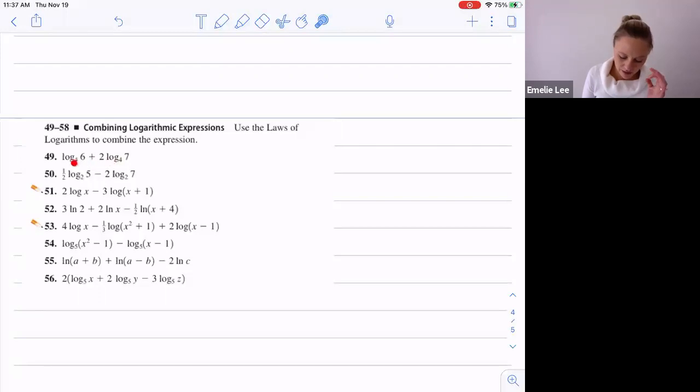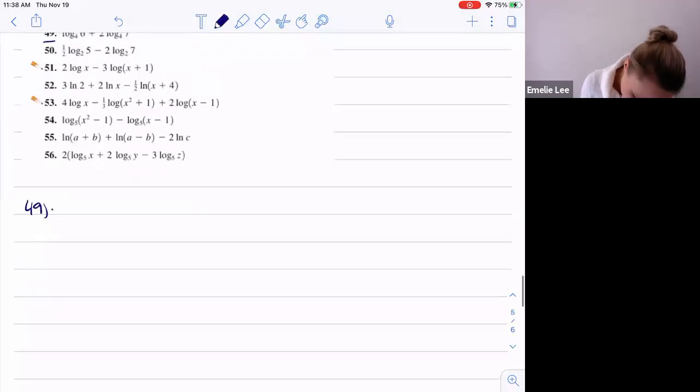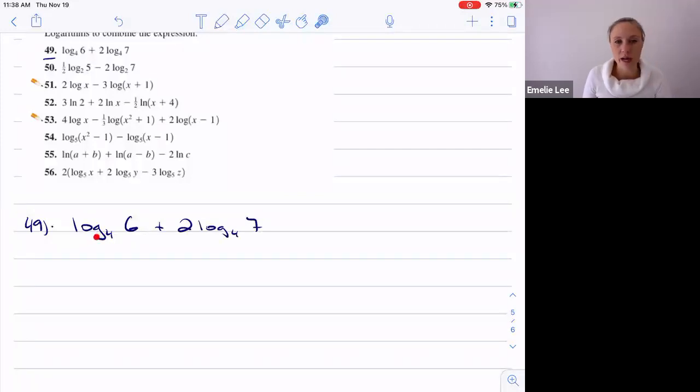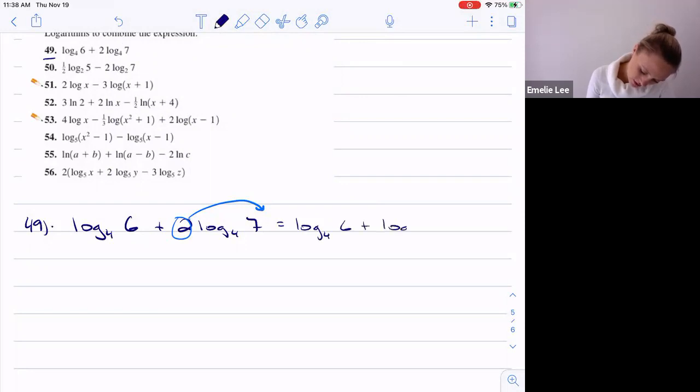So just having a little glance here, I've got 2, which I can bring upstairs, right? The opposite would be bringing it downstairs. So now I'm bringing it upstairs. And I'm adding log base 4 of 6, plus 2 times the log base 4 of 7. First thing you're going to check is, do I have the same base? Yes, I do. So I can combine these. But first, I'm going to bring this upstairs. So I get the log base 4 of 6 plus the log base 4 of 7 to the power of 2.